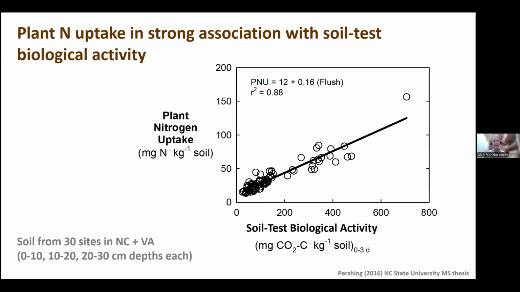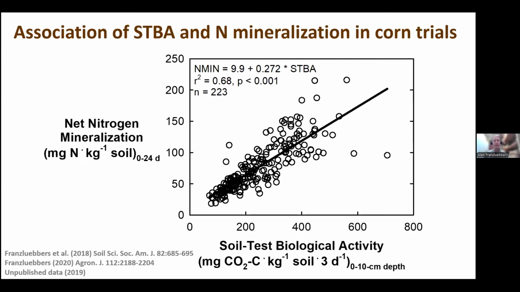And so if we replace the x-axis with soil test biological activity and associate that with plant nitrogen uptake in the greenhouse, very strong association there as well. And so we're pretty confident that the reason we can have plant nitrogen uptake or an enhanced nitrogen uptake is because of the biological activity itself.